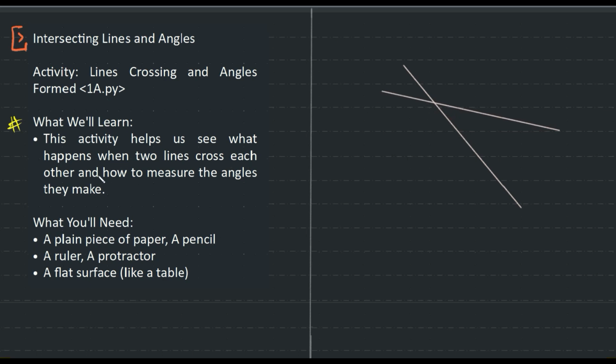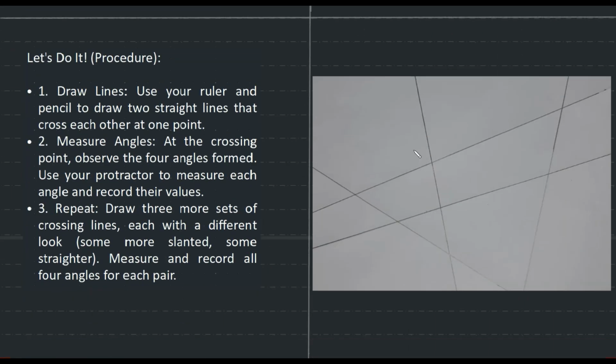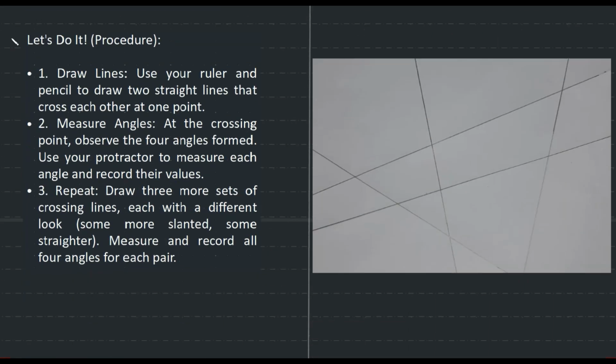When two lines cross each other, how do we measure the angles they make? Okay, we'll see all of this. For this, you guys need a plain piece of paper, a ruler, a protractor, and all of that, right? I'll be using this for the same. Actually, I do have this. Let me see if I can use that.